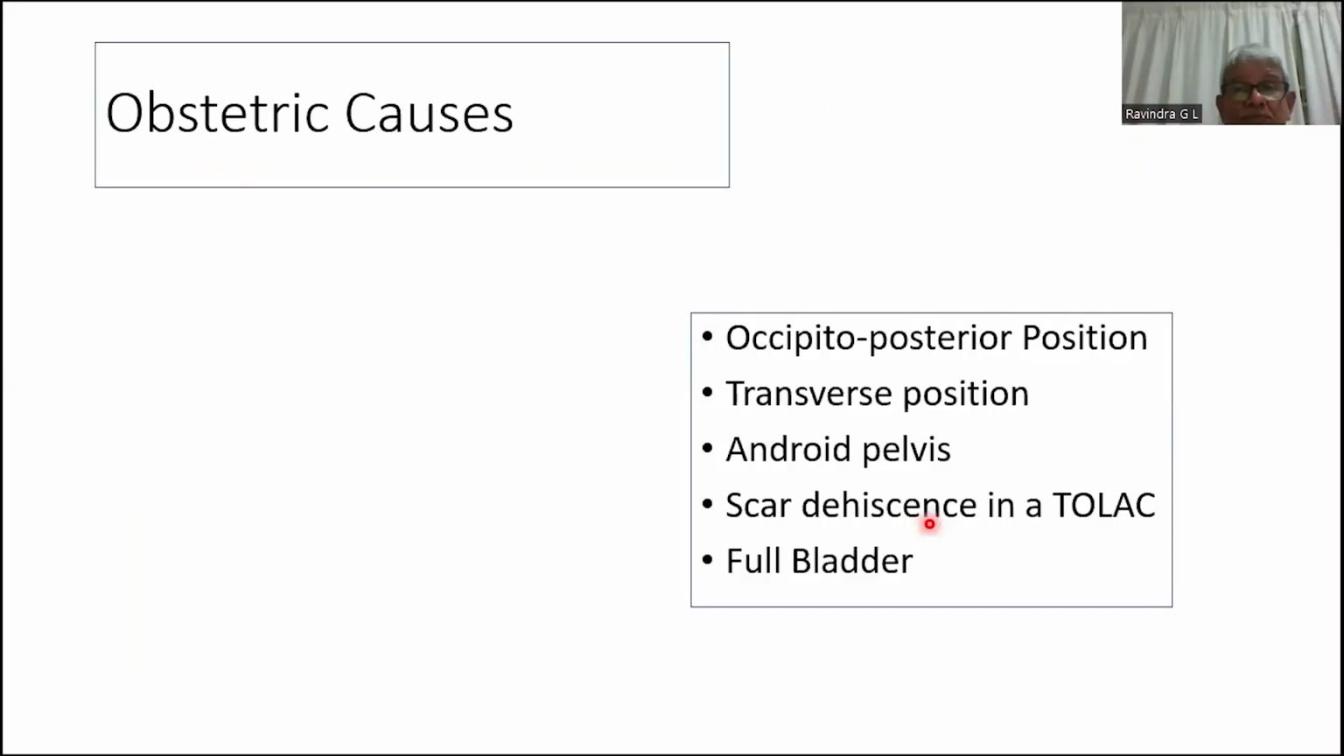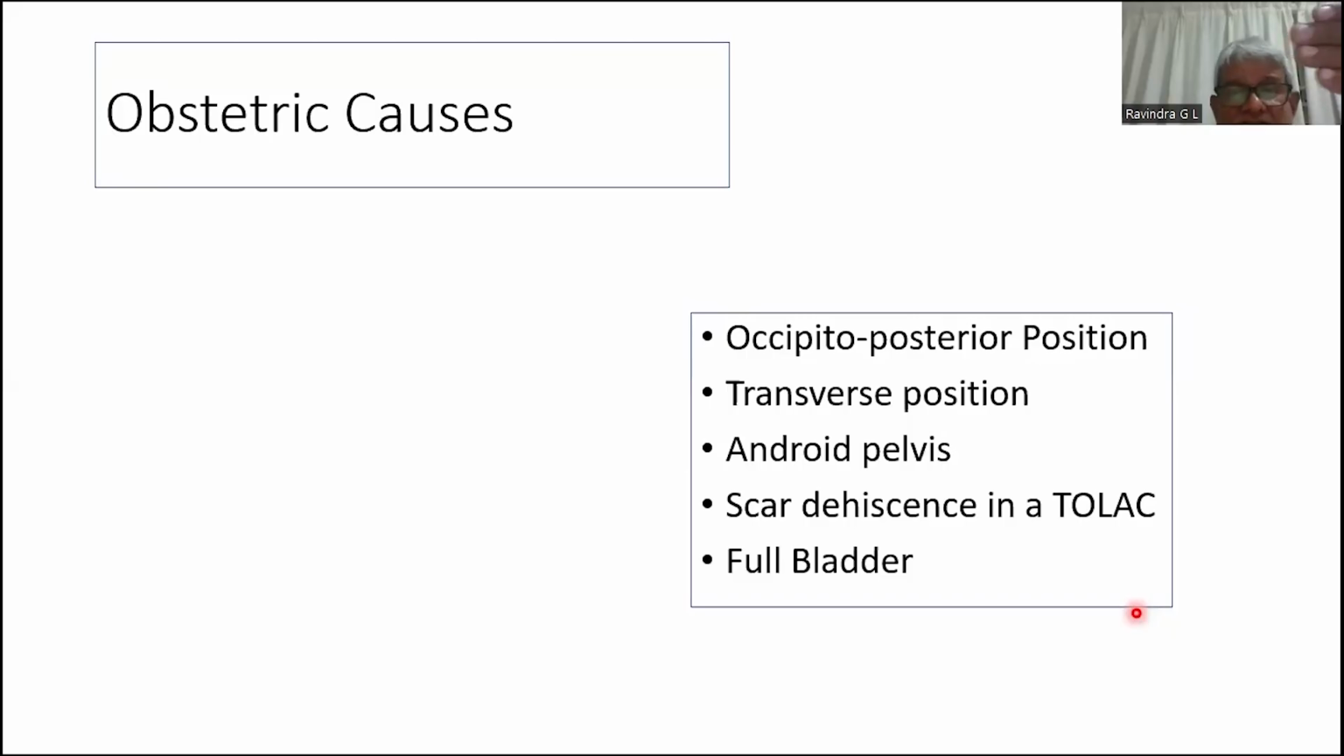There could be some obstetric causes. For example, an occipito-posterior position, transverse position, or an android pelvis, scar dehiscence, or a full bladder. Any one of them causes a high intensity pain, which you may not be in a position to manage with the conventional doses. There could be obstetric causes.